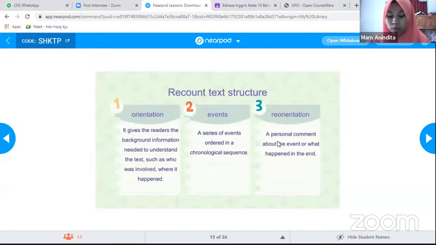Okay, before we move on to the next slide, I will ask you something. Do you understand the material that has been discussed about recount text? If you understand, please activate the raise hand feature for a second. Okay, there are Farah, Bintang, Rio, great. And then Adlina. Okay, amazing students. Now we move to the example. Next.